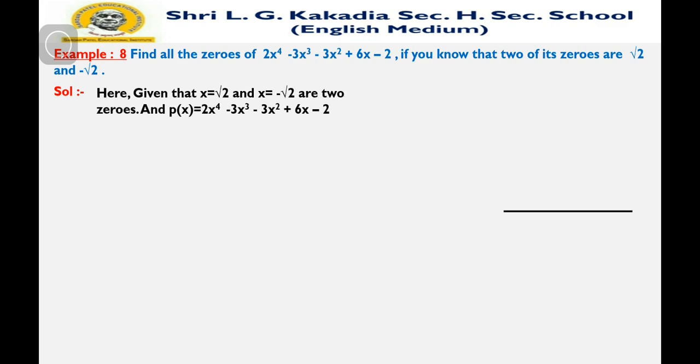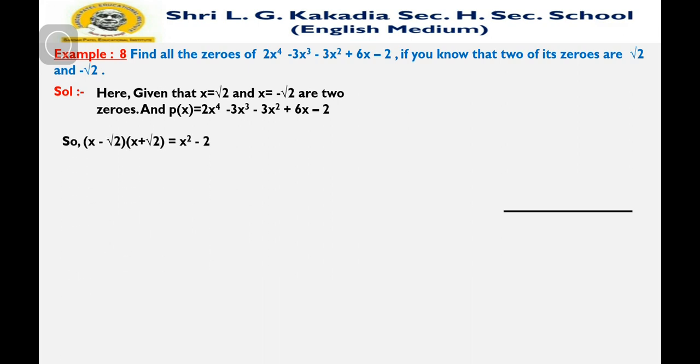Here given that x is equal to root 2 and x is equal to minus root 2 are two zeros of given polynomial, that is p of x is equal to 2x raised to 4 minus 3x cube minus 3x square plus 6x minus 2. So now let me find the factor of given roots root 2 and minus root 2.